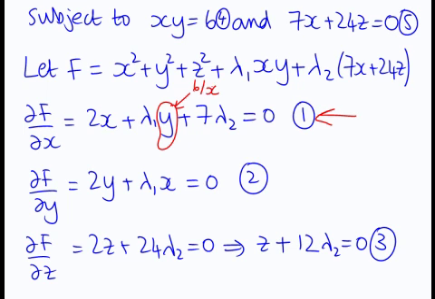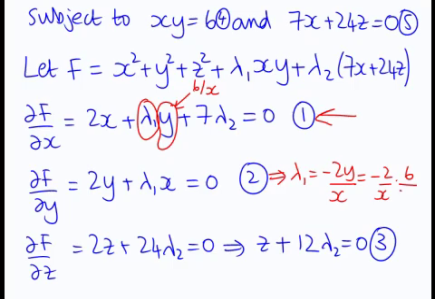So that will be in terms of x. I also need to get this lambda 1 term here, and that's going to come from equation 2. So lambda 1 is minus 2y over x. So it is minus 2 over x times y, which itself is 6 over x. So that is the middle term in equation 1 worked out in terms of x.